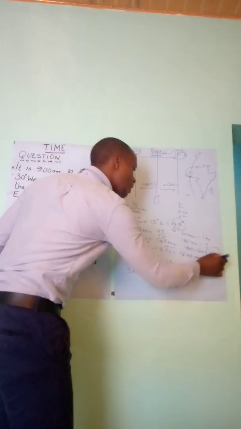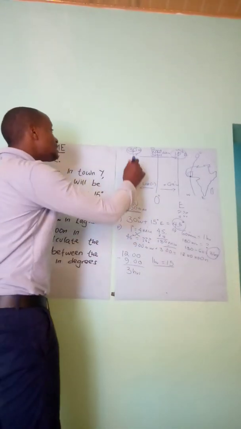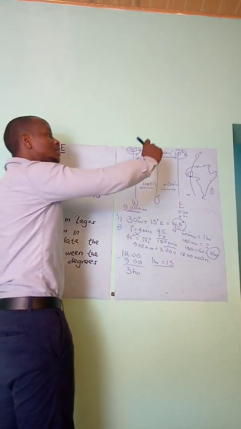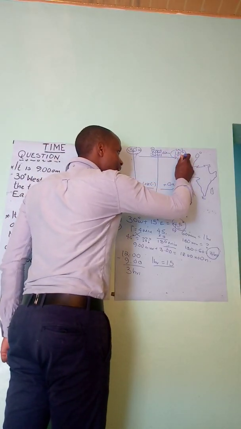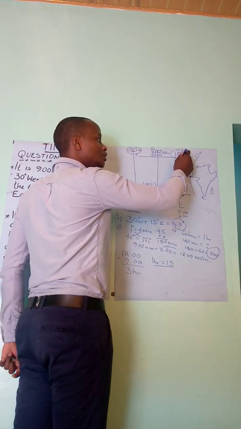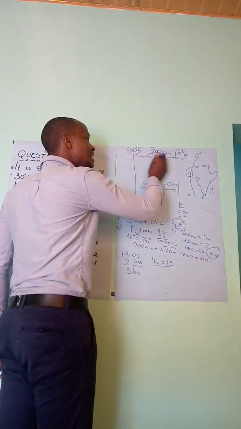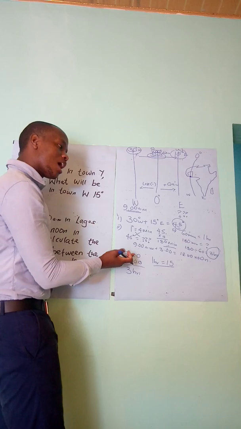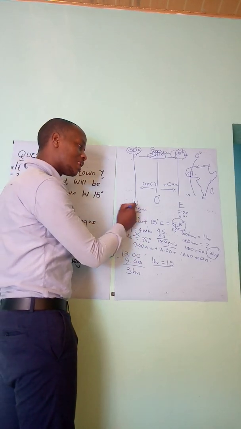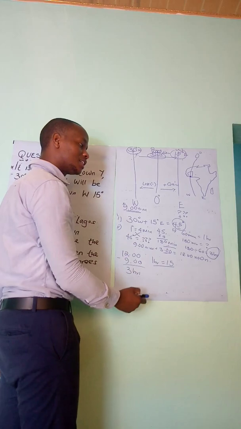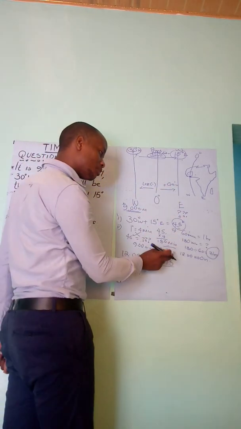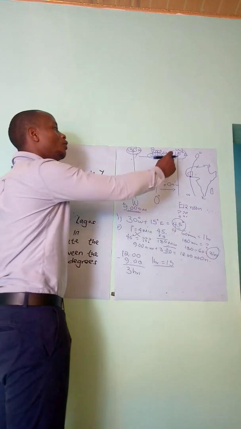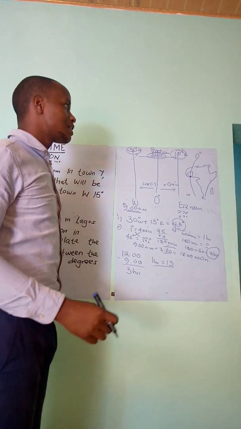After we have gotten our hours, we know that from town Y, which is 9 a.m., to town W, which is at longitude 15 degrees, the difference is 3 hours. And if we are going towards the east, we gain time. Therefore, I am going to add the time here to the time that we have calculated to find that it is going to be 12 noon at town W, 15 degrees west.